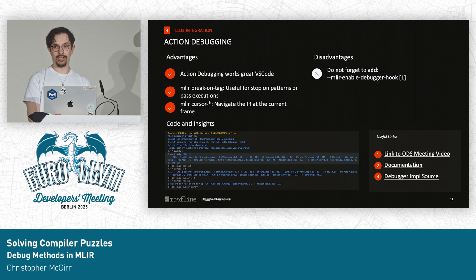So another great LLDB integration that we have in MLIR is action debugging. So this was actually presented in a meeting a few years ago and actually works great with VS Code, also in a normal terminal. It allows you to break on a higher level granularity in your compiler. So when I say that, I mean things like patterns and passes. So you can actually set breakpoints on certain passes and patterns, and then the debugger will stop there, and then you can inspect the IR using the MLIR cursor functionality. And you can also jump to the parents, to the children, and stuff like this.